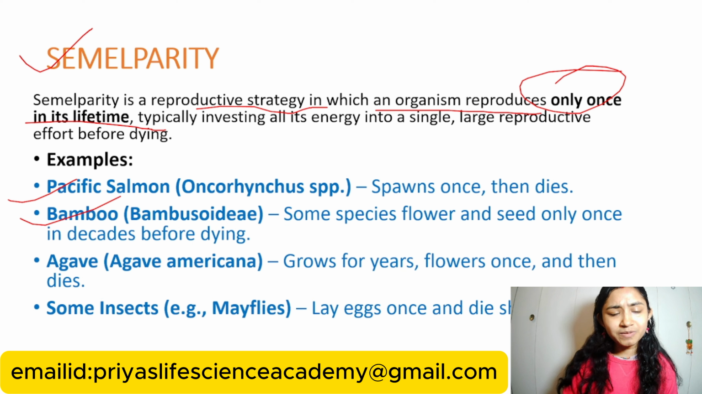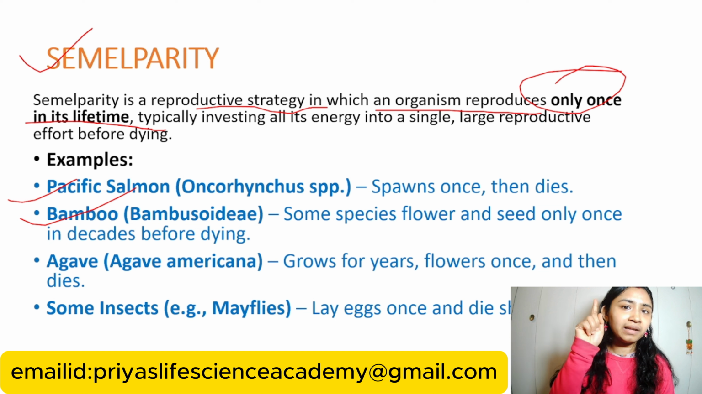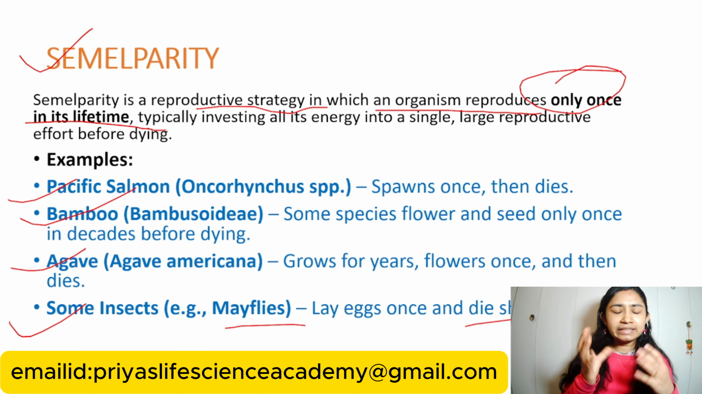Bamboo, some species flower and seed only once in decades before dying. We know that there are some trees which only give fruits one time in their lifespan. That is a strategy known as Semelparity. It grows for years, flowers once and then dies. Some insects like mayflies lay eggs once and then die shortly after. So these reproductive strategies are applicable for both animals and plants. In animals and plants, we can see these two types of reproductive strategy.